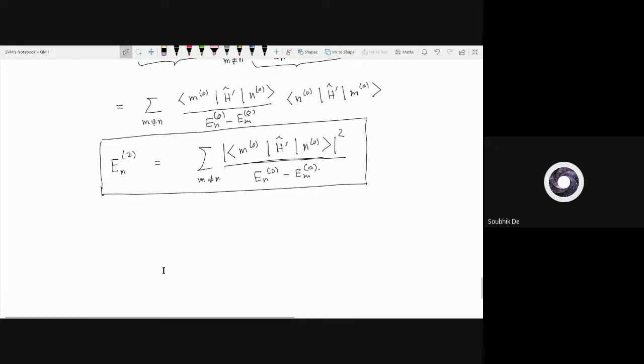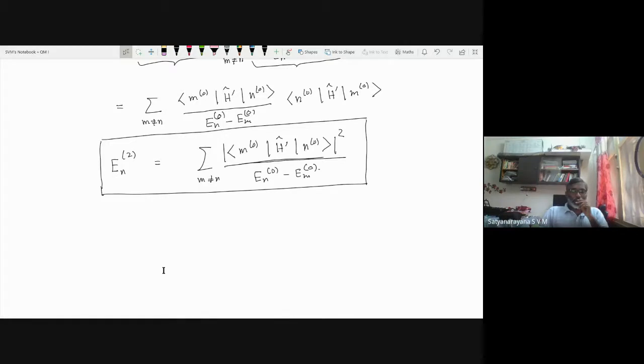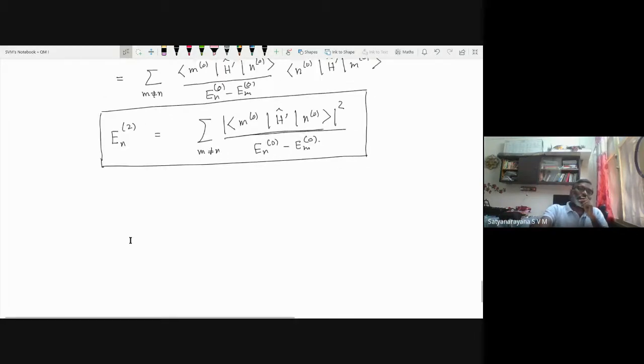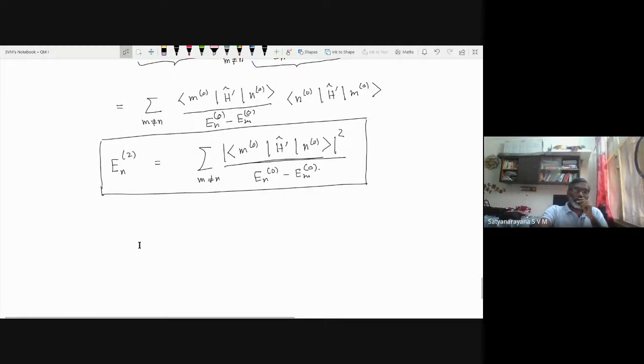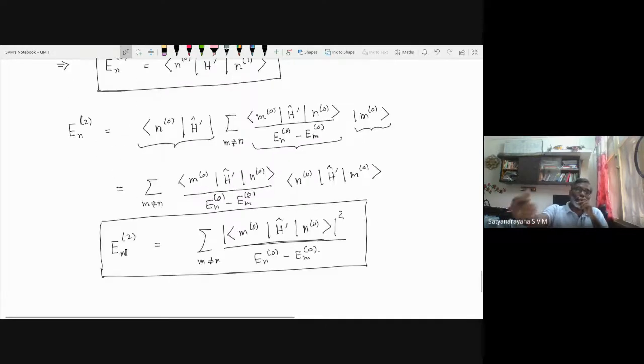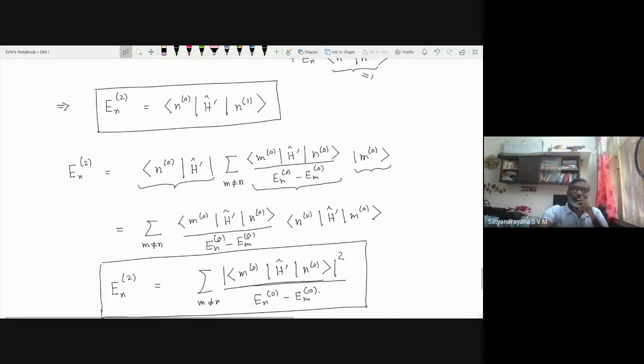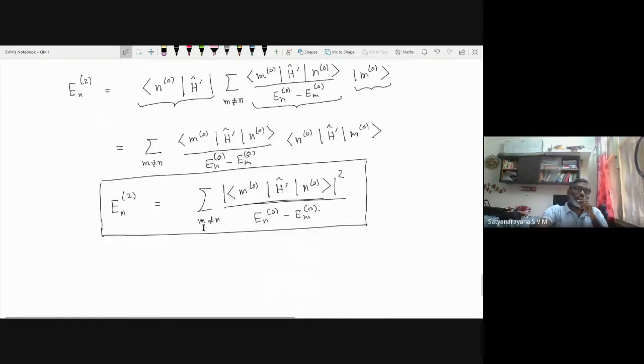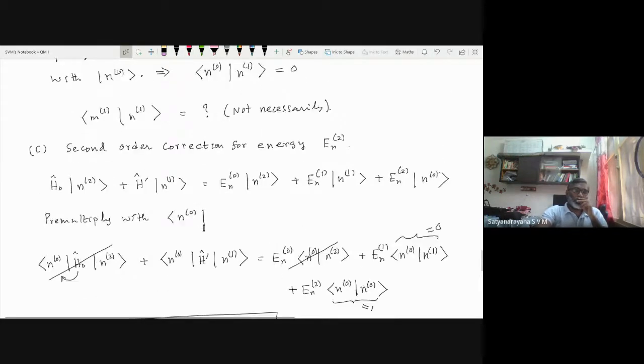Okay. So this is the second order correction. And we can go on asking what is the second order correction for the state and then obtain it. You have to do a little more algebra, but along the same lines one can obtain it. But let's not do that.